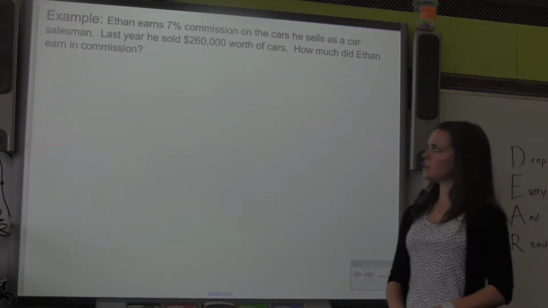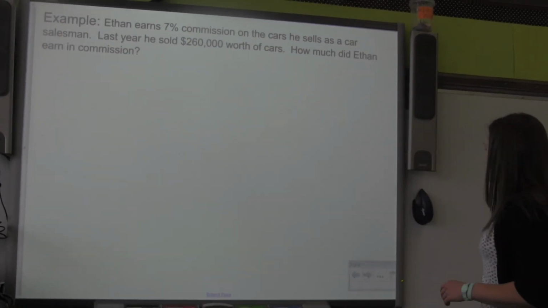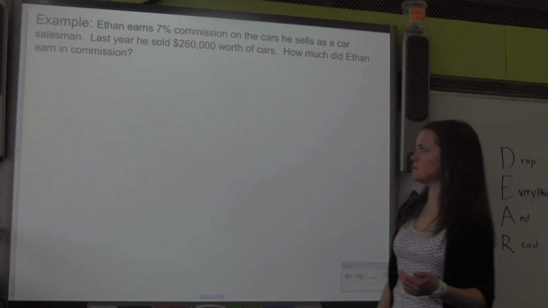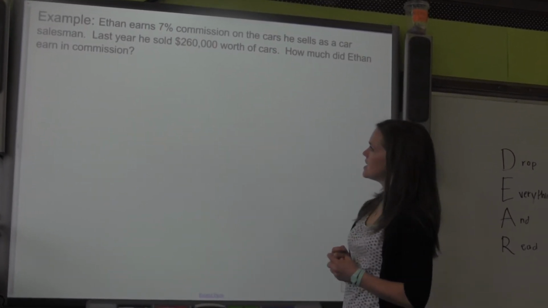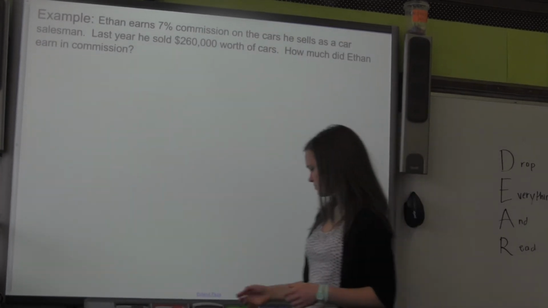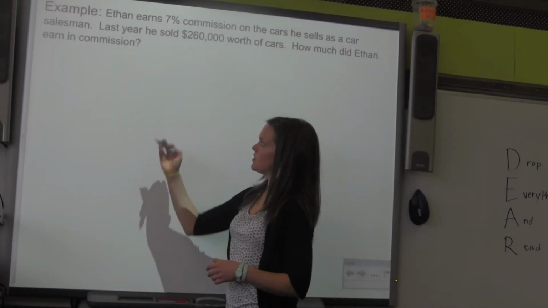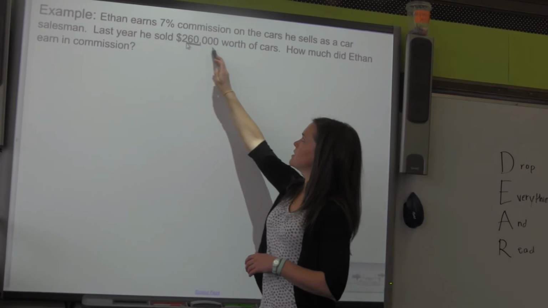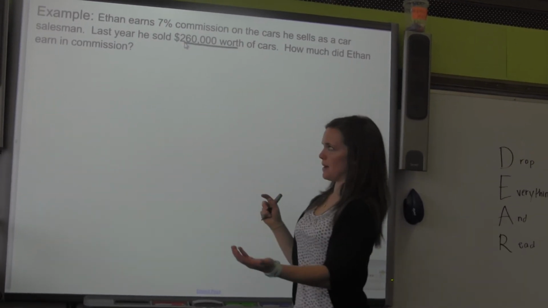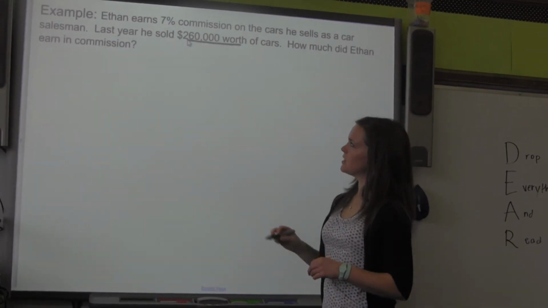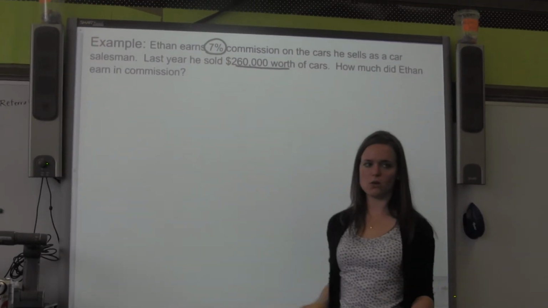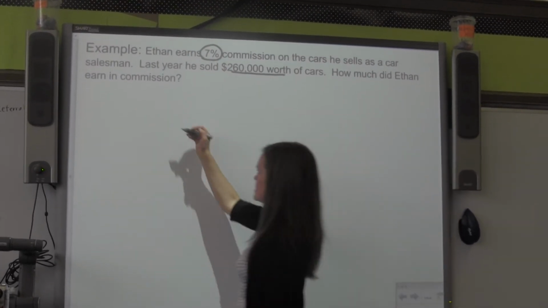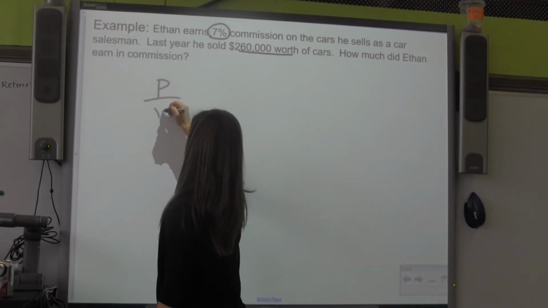All right. Ethan earned 7% commission on the cars he sells as a car salesman. Last year he sold $260,000 worth of cars. How much did he earn in commission? Again, we know the whole amount when we're asked to find the part amount, the part that he earned in commission. And we're given the part in whole with a different size whole. It's whole size of 100.